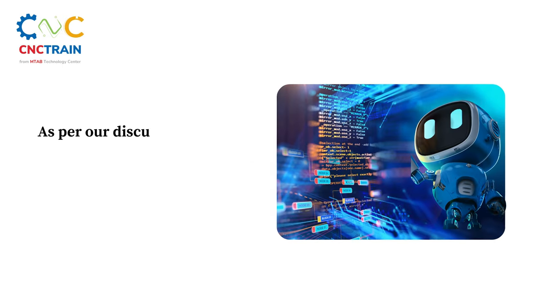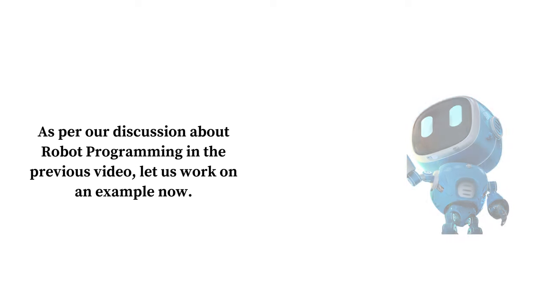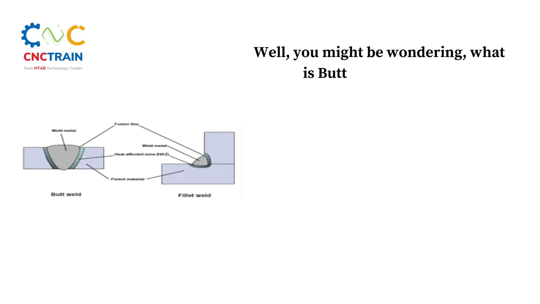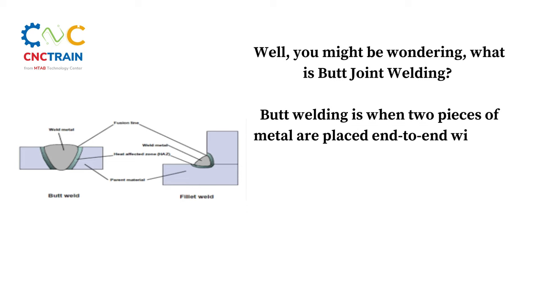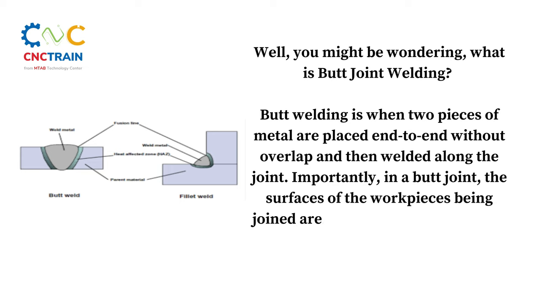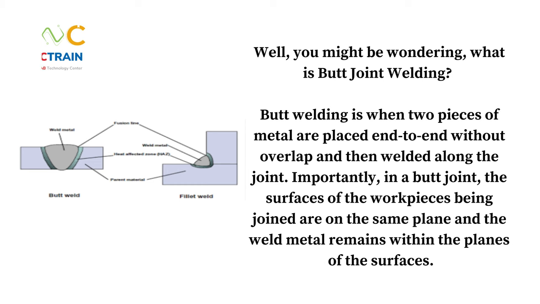As per our discussion about robot programming in the previous video, let us work on an example now. In today's video, we will be doing butt joint welding. Well, you might be wondering, what is butt joint welding? Butt welding is when two pieces of metal are placed end to end without overlap and then welded along the joint. Importantly, in a butt joint, the surfaces of the workpieces being joined are on the same plane and the weld metal remains within the plane of the surfaces.